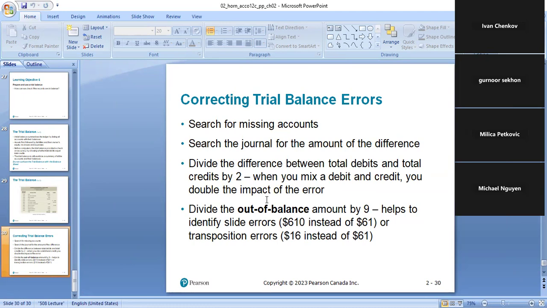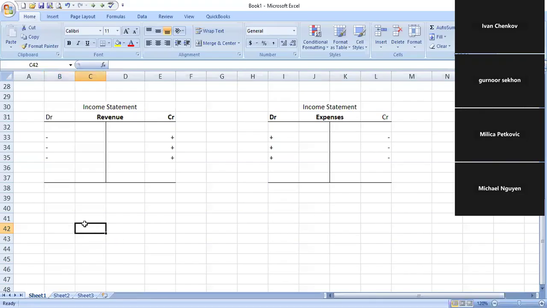There are always going to be mistakes, believe it or not. The most common mistake, do you know what's the most common mistake? Let me stop sharing this, and let's go to the Excel spreadsheet. The most common mistake is the transposition mistake.